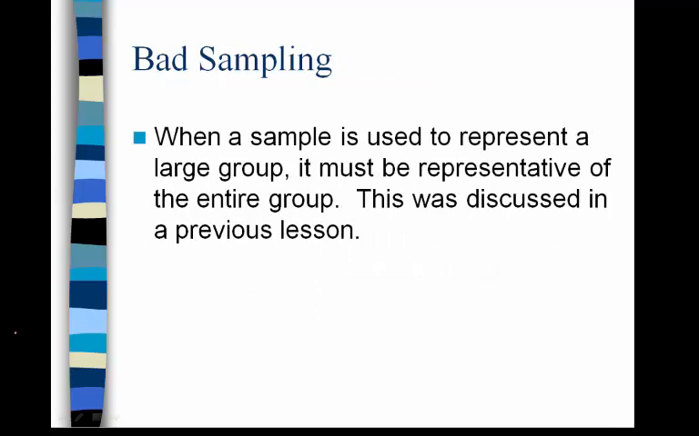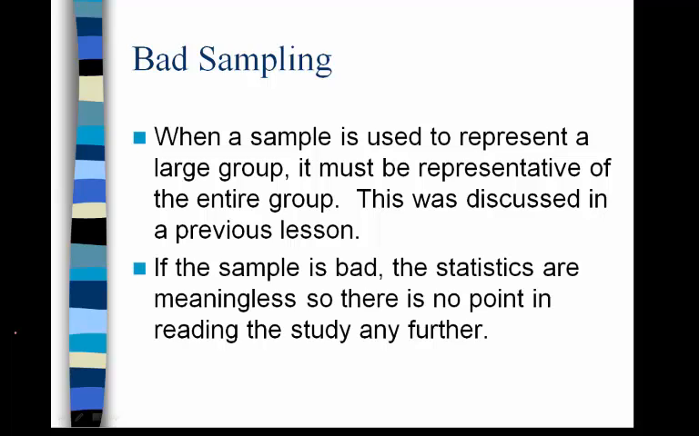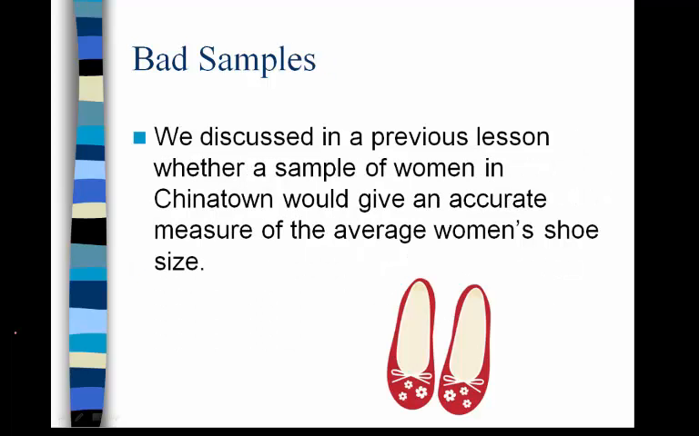One such technique is bad sampling. When a sample is used to represent a large group, it must be representative of the entire group. This was discussed in a previous lesson. If the sample is bad, the statistics are meaningless, so there is no point in reading the study any further. We discussed in a previous lesson whether a sample of women in Chinatown would give an accurate measure of the average woman's shoe size in San Francisco.